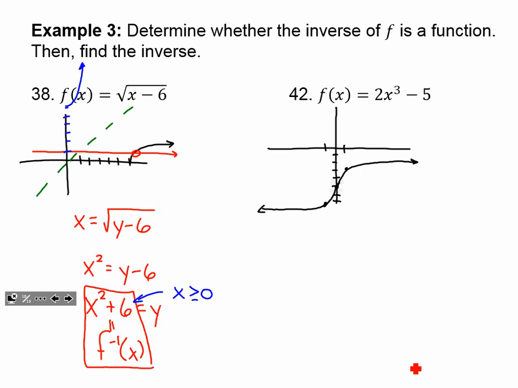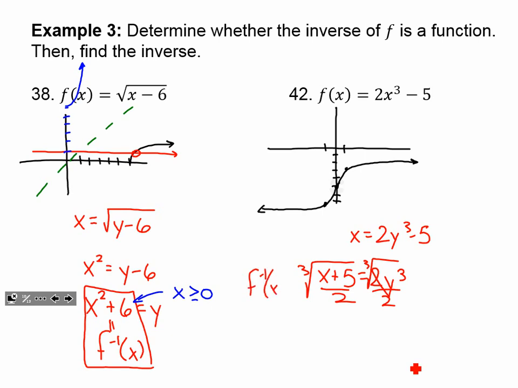Let's flip the roles of x and y and solve for y. I would add 5 to both sides, divide both sides by 2, and then take the cubed root of both sides. So the cubed root of x plus 5 all over 2, that is my inverse function.